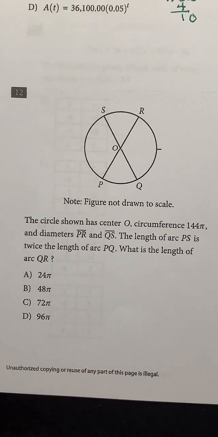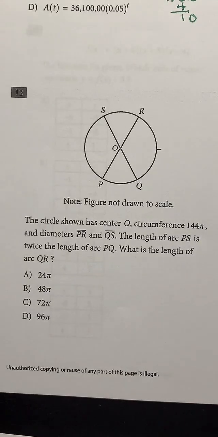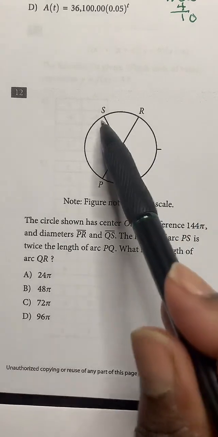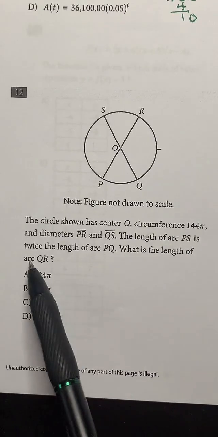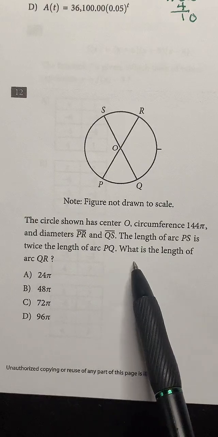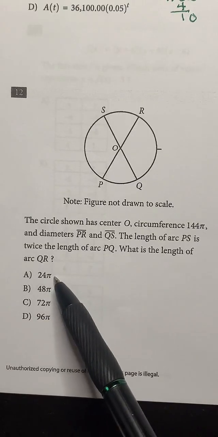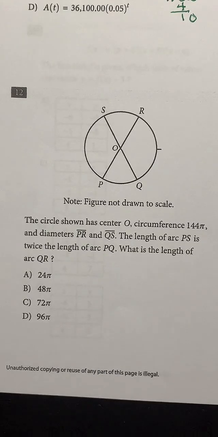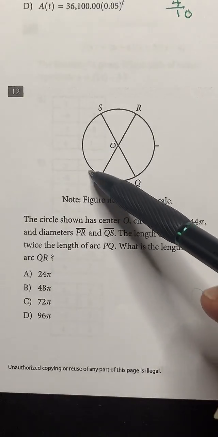All right. So let's take a look at this one. The circle shown has a center O, circumference 144 pi, and the diameters PR and QS. The length of the arc PS is twice the length of the arc PQ. What is the length of arc QR? So is it 24 pi, 48 pi, 72 pi, or 96 pi? Okay, so when they're talking about the arc, they're talking about this part right here.